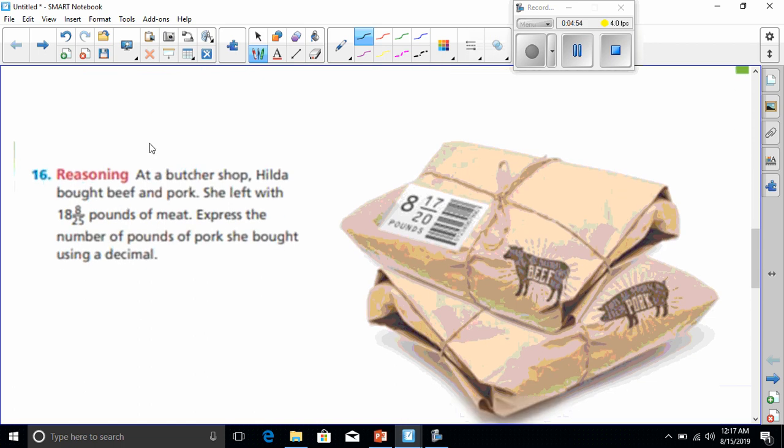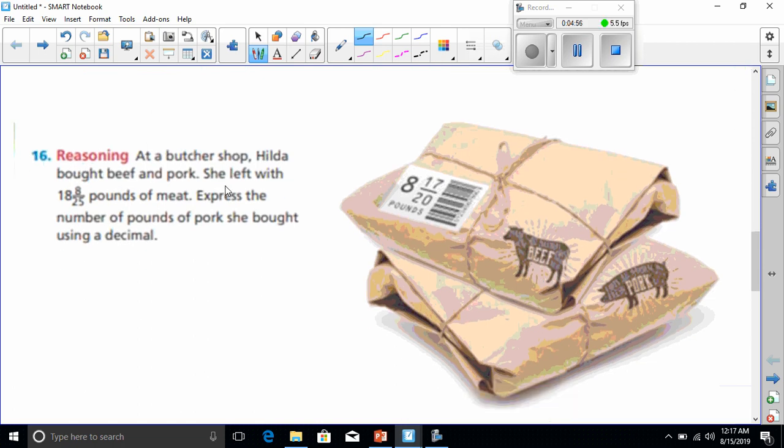Number 16 says, at a butcher shop, Hilda bought beef and pork. She left with 18 and 8/25 pounds of meat. Express the number of pounds of pork that she bought using decimals. Well, we've got 18 and 8/25 pounds of meat, but as we can see here, she bought 8 and 17/20 pounds of it as beef.